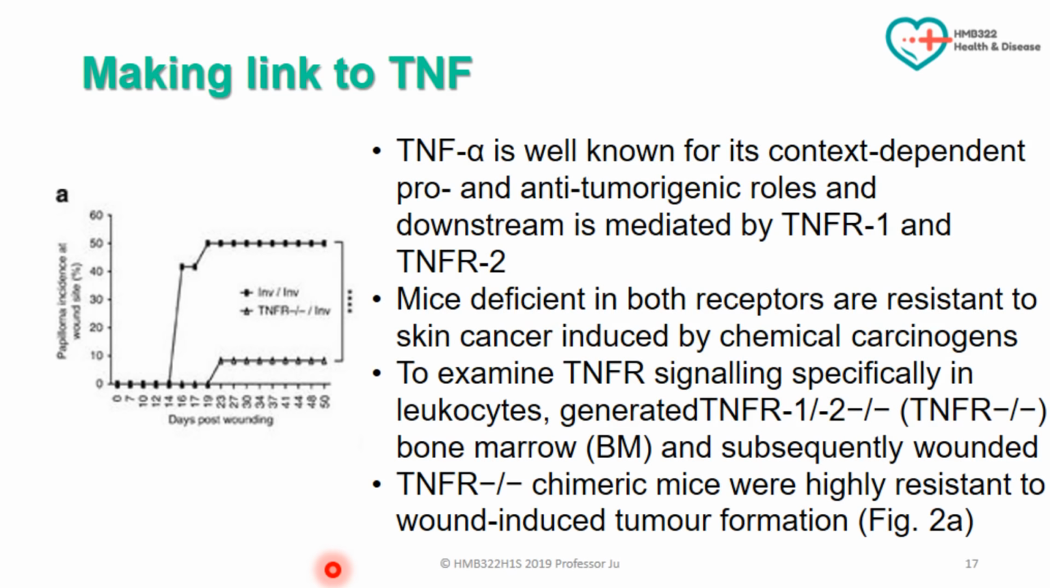its effects are actually mediated by it interacting with its receptors. So there is a tumor necrosis factor receptor 1 and a tumor necrosis factor receptor 2. So there are also knockout animals where we knock out both of these different receptors for TNF-alpha. There's nothing for TNF-alpha to directly interact with. So these mice that are deficient in both of these receptors are actually resistant to skin cancer.